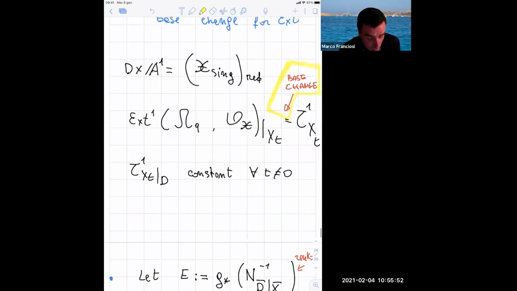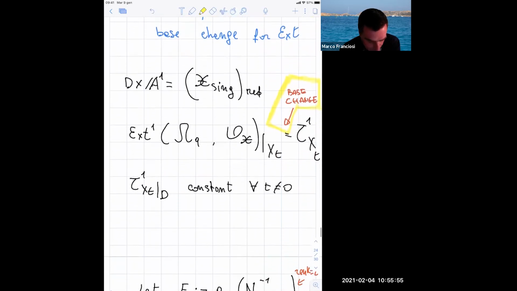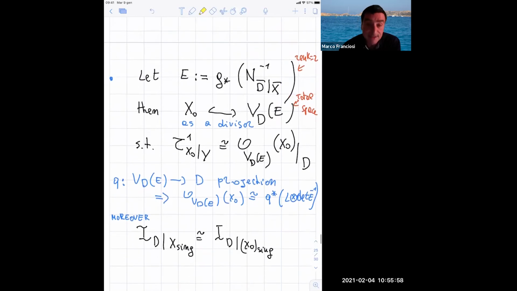So once we have this isomorphism, the second part is to build this normal bundle, to study the normal bundle and to see the normal sheaf of D bar. So we consider E equal g lower star of the inverse of the normal bundle of D bar in X bar, which is a rank 2 bundle. And we have X0 can be seen as a divisor inside the total space of this bundle.